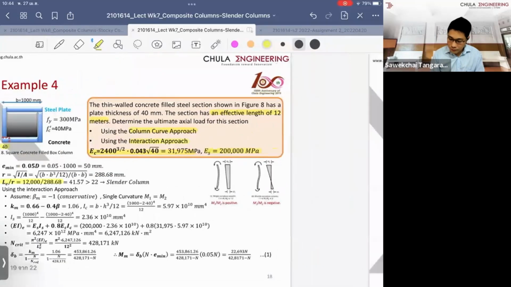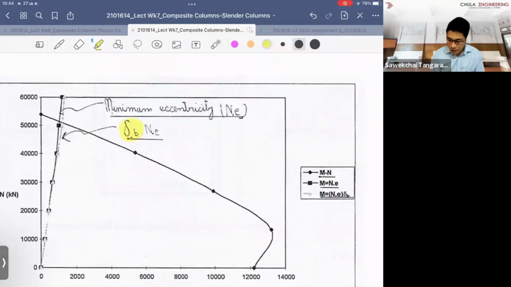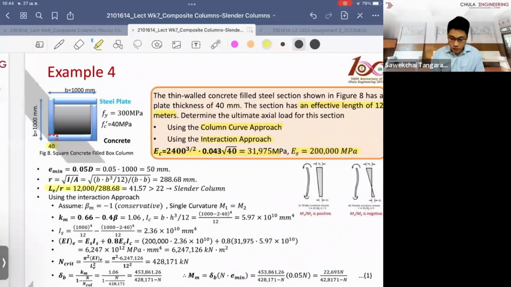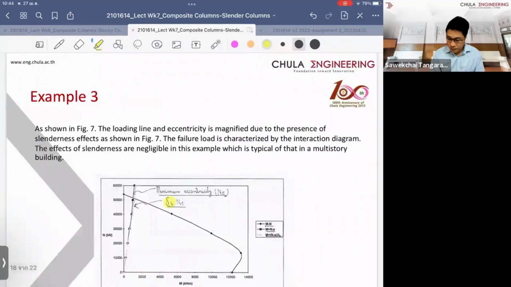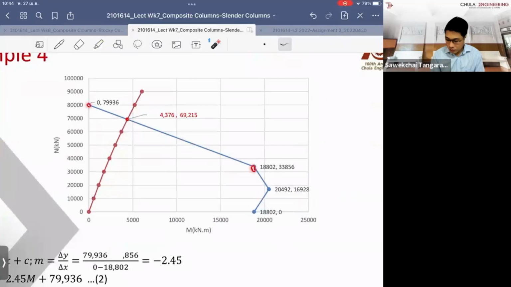The column curve approach will give you the nonlinear lines, and the interaction curve approach will give you the 4 points, right? The 4 points are here: 1, 2, 3, 4. For the column curve approach, you have to obtain the nonlinear curve by varying what is called the neutral axis depth.